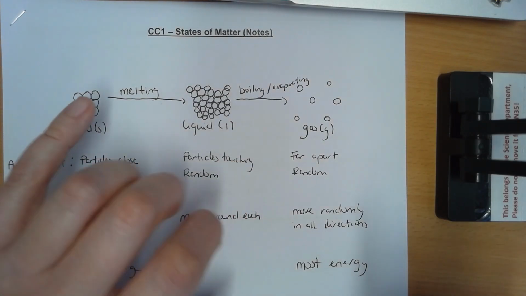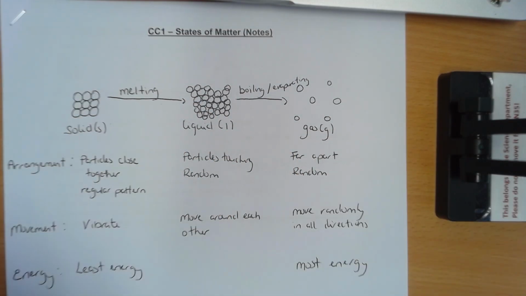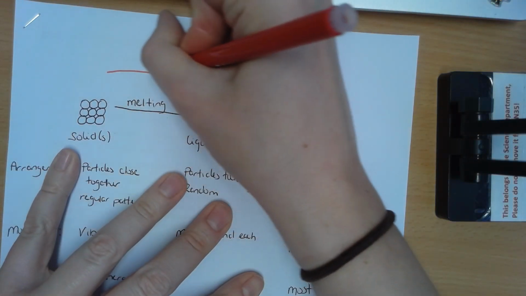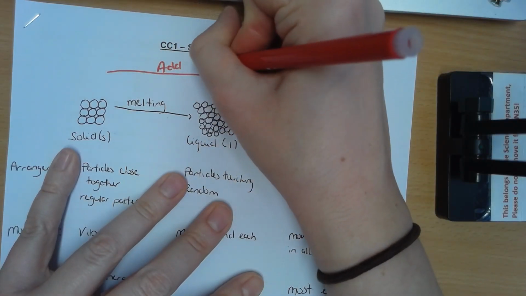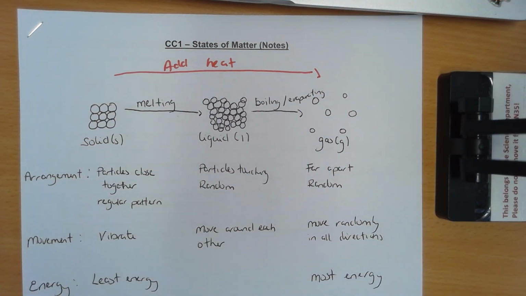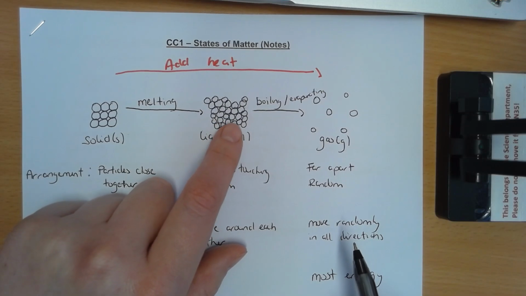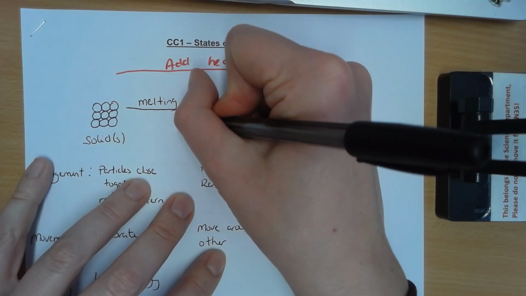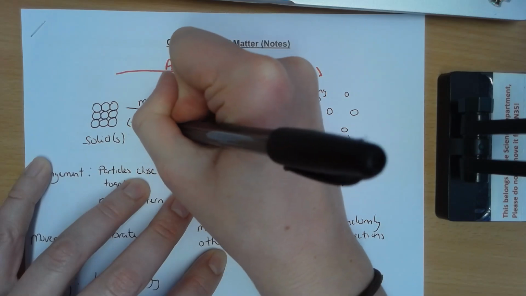And then think, what do we actually need to do in order for these state changes to occur? I'm going to do this in my little red pen. In order for my state changes to occur, I need to add heat. You heat something up to melt it, you heat it up even more to boil it. If I want to go the other way, we'll do this one first, it's a bit easier. If I want to go from water to ice, I would put it into the freezer. So going this way, I am freezing.